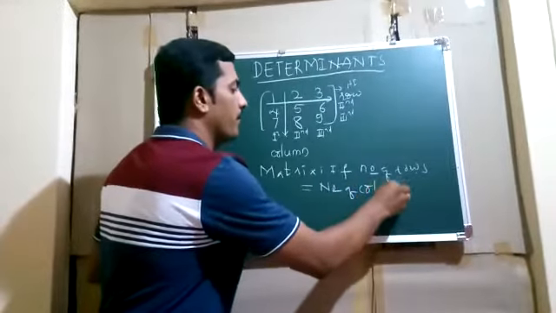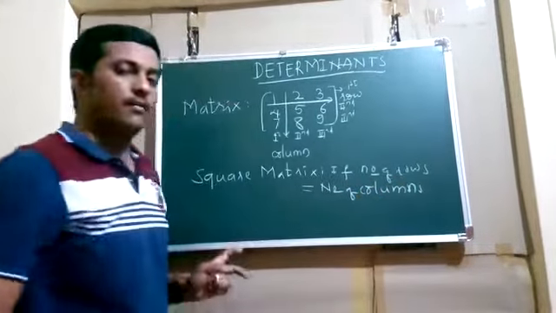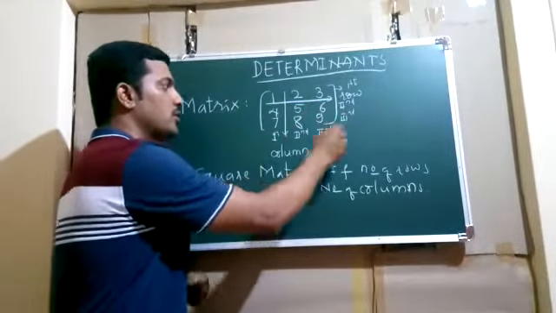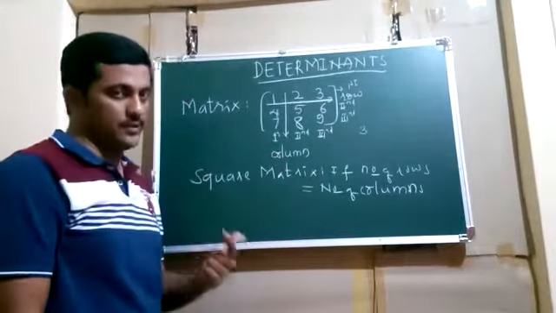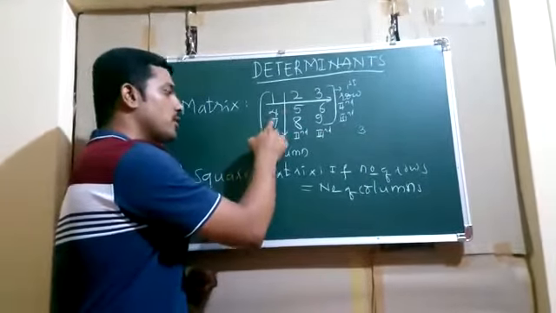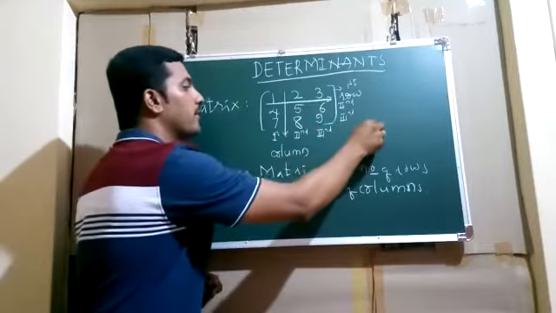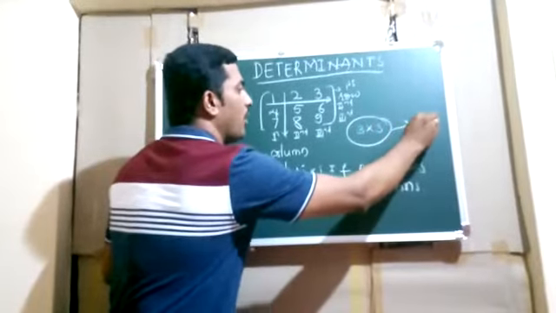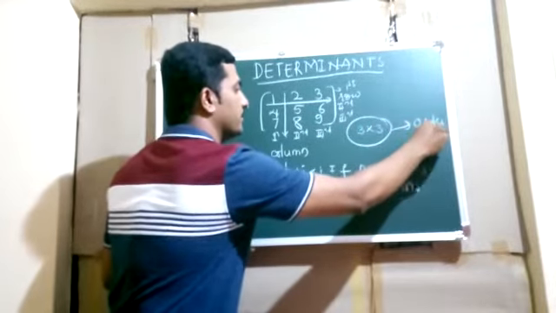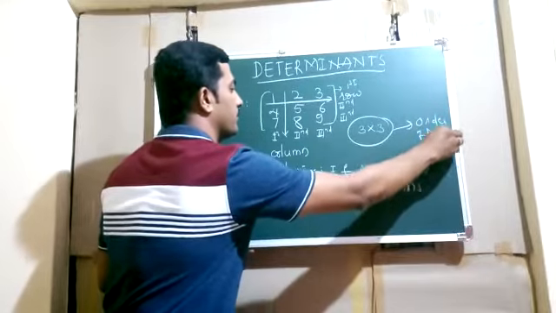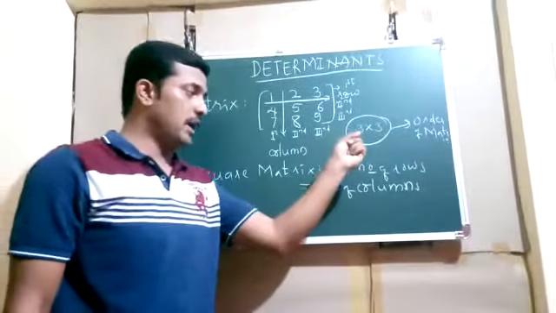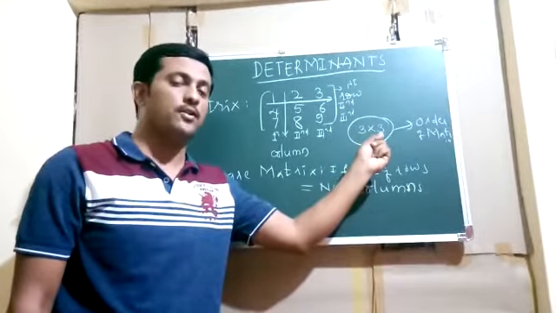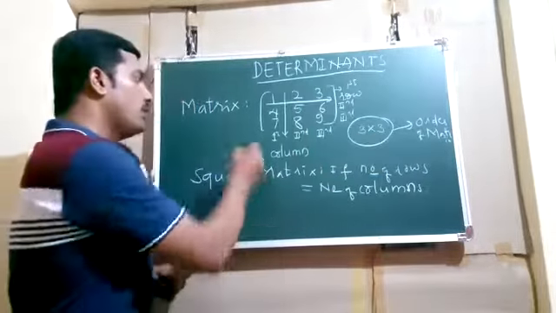Very simple. Here, what is the number of rows? First row, second row, third row, means the number is 3. 3 rows are there. Then similarly, first column, second column, third column means again 3 columns. And this is what we call the order of a matrix. The number of rows into the number of columns is called the order of a matrix.